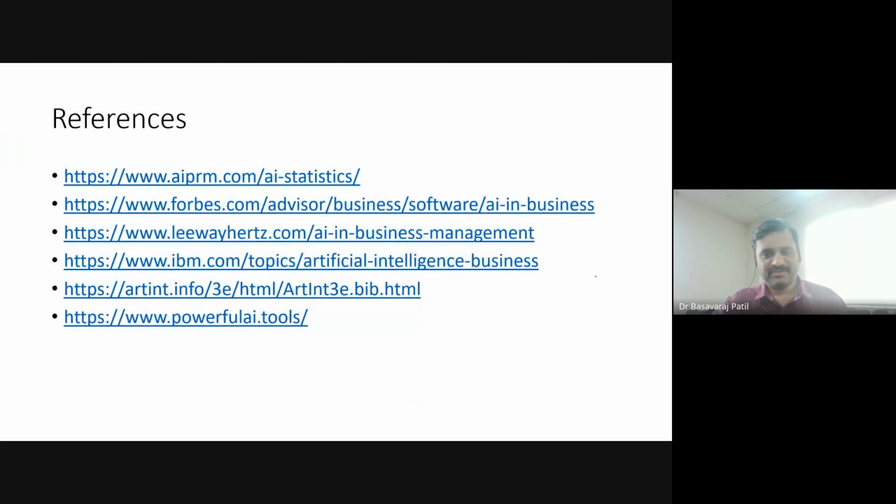And these are the few references which you have referred to for the statistics and all other data. And the last one, the powerful AI, is one of the most important technologies or tools. We can note down this tool. There are a lot of tools which are listed in one place. You can utilize it, and this can be used for your service.